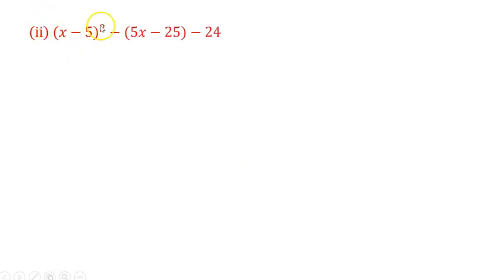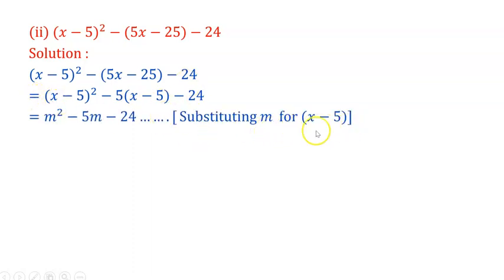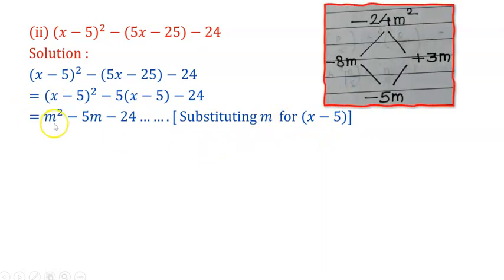x minus 5 bracket square minus 5x minus 25 bracket complete, minus 24. Now observe this expression. In first bracket x minus 5 bracket square, from these two terms we will take x as a common, then you will get in bracket x minus 5 and lastly minus 24. Okay, see this here again, x minus 5 bracket square, take 5 as a common, then in bracket you will get here x minus 5 minus 24. Again replace this x minus 5 by m, then you will get here m square minus 5m minus 24.